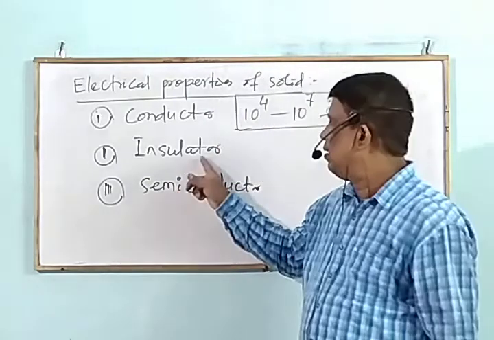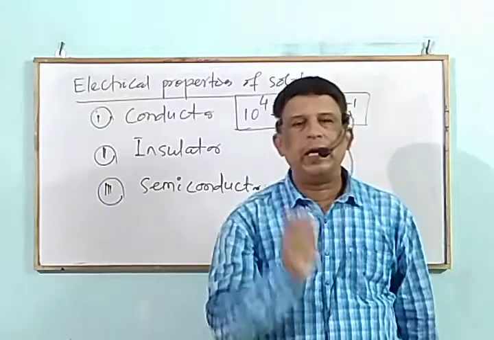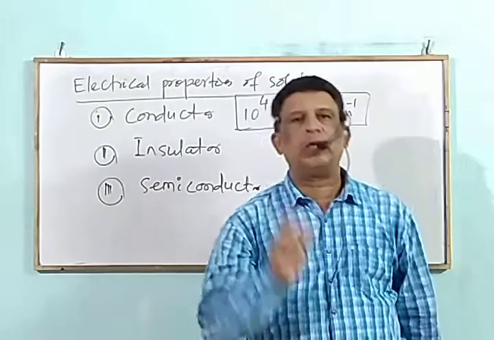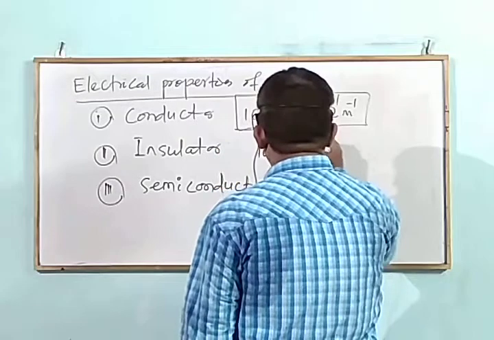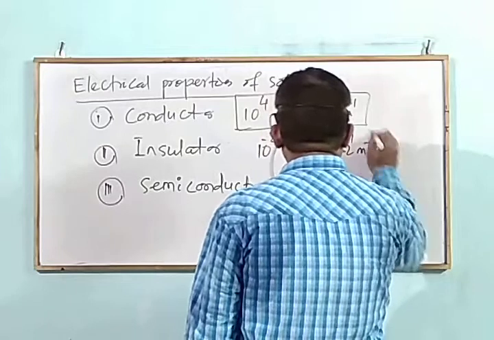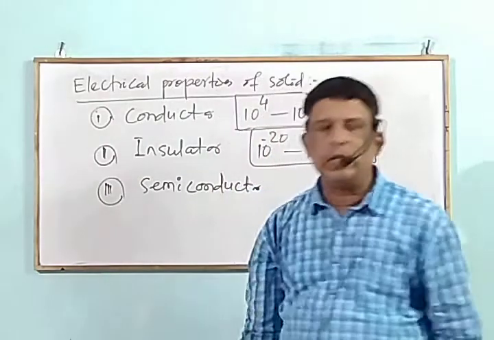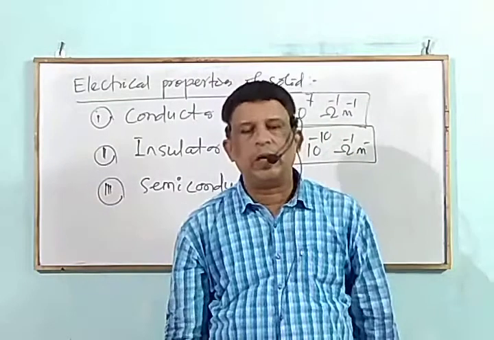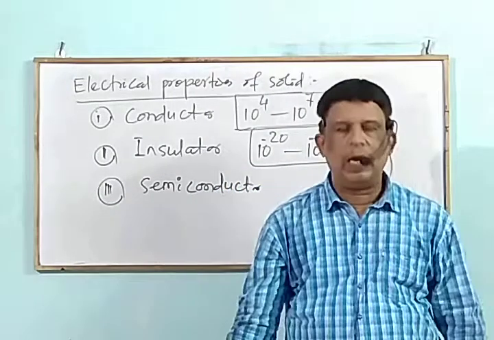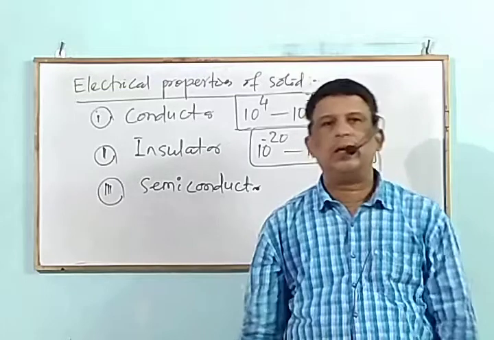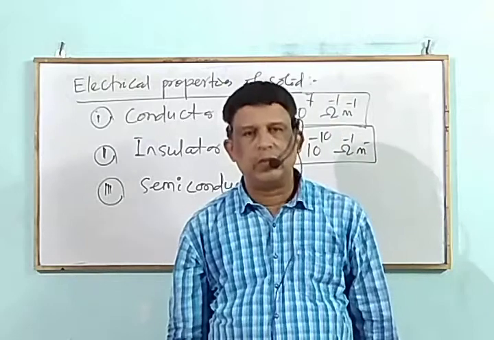Come to the second one, that means insulator. The solid is said to be insulator if it has very low or no conductivity. That means conductivity varies from 10 to the power minus 20 to 10 to the power minus 10 ohm inverse meter inverse. The solids whose conductivity lies between 10 to the power minus 20 to 10 to the power minus 10 ohm inverse meter inverse come under insulator. That is non-metals, plastic, glass, rubber, oxygen, nitrogen, sulfur, these come under insulator.